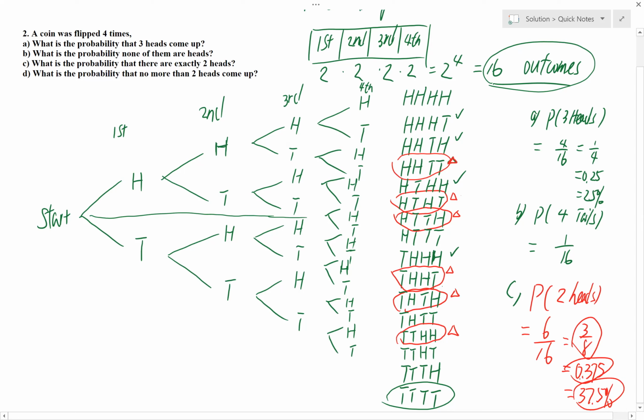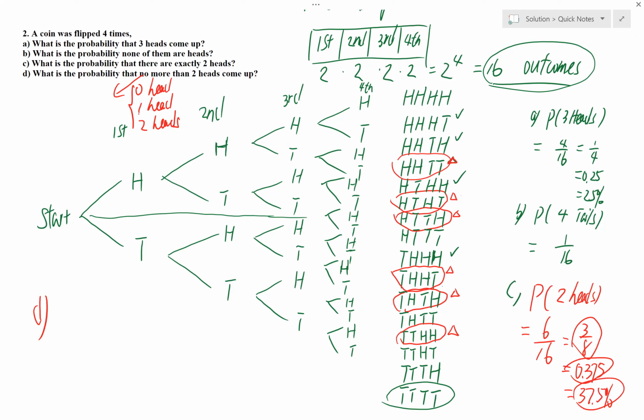And the last one was no more than 2 hats. We have 3 events embedded under no more than 2 hats, right? Either 0 hats, 1 hat, or 2 hats. So there are 3 events here, and we actually can go the other way, right?